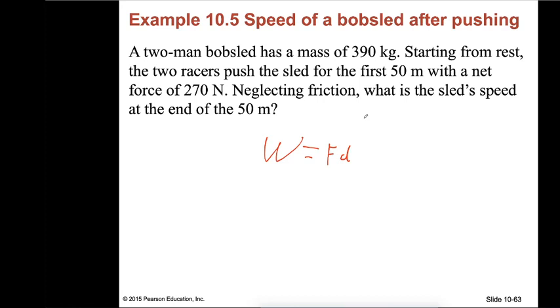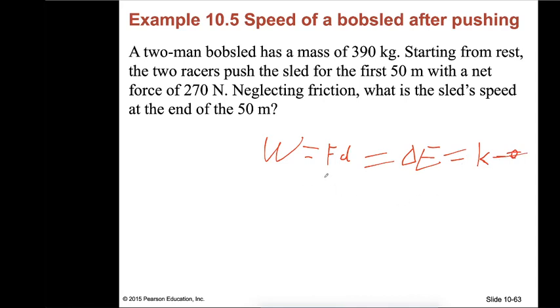In this case, at the beginning, there is no energy on this sled, but at the end, the energy has been changed into kinetic energy. So work equals the energy change. In this case, it's the final kinetic energy subtracted by the initial energy, which is 0. So it's still kinetic energy.